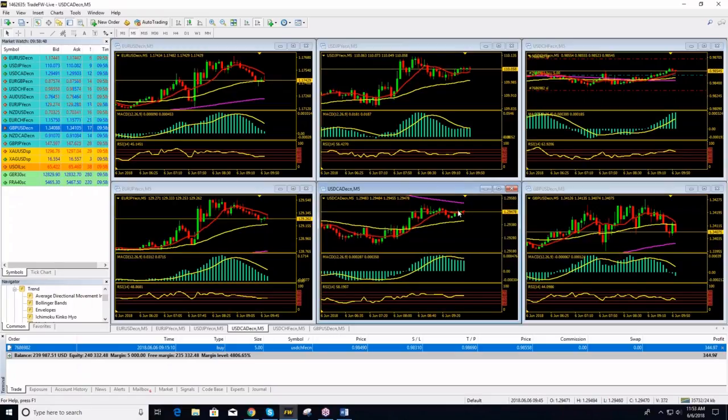We are waiting for long positions on USD CAD as soon as we have a break above all MAs, and check our checklist accordingly and decide for long positions.